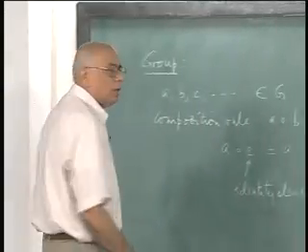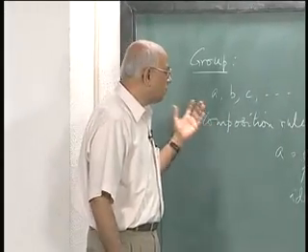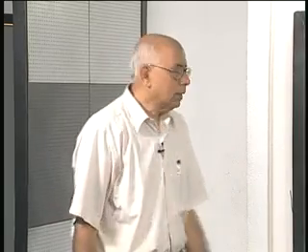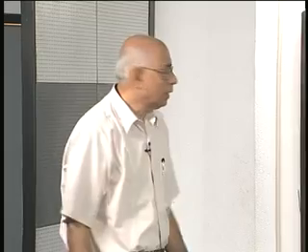There could be all kinds of objects. The elements of this group could be all kinds of things. They could be numbers, they could be matrices, they could be operators, they could be functions, they could be any kind of mathematical object. They could be just some abstract objects in which some rules are defined.